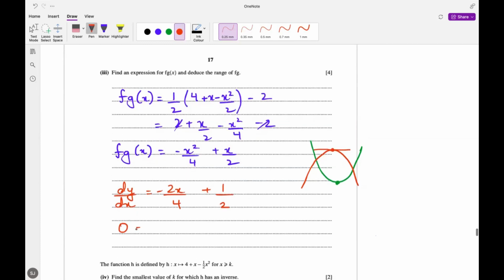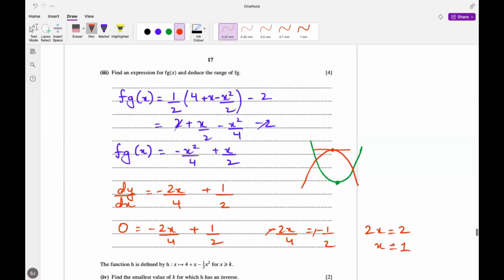We'll put dy/dx equal to 0. So this will become minus 2x upon 4 plus 1 upon 2 equals 0. So minus 2x upon 4 is equal to negative 1 upon 2. The negative signs will cancel out. So this will become 2x is equal to 4 upon 2, which is 2. So the value of x is 1.